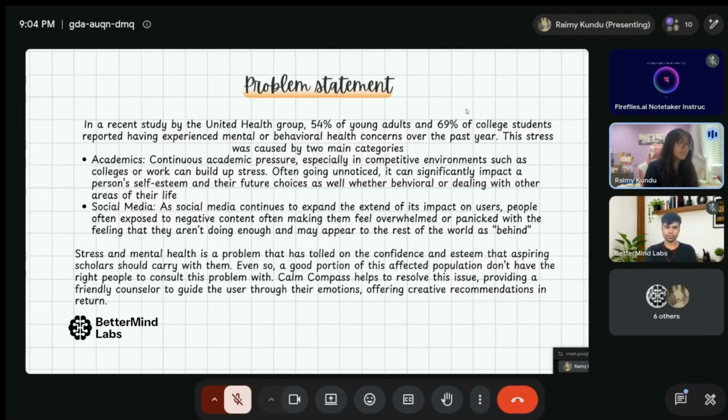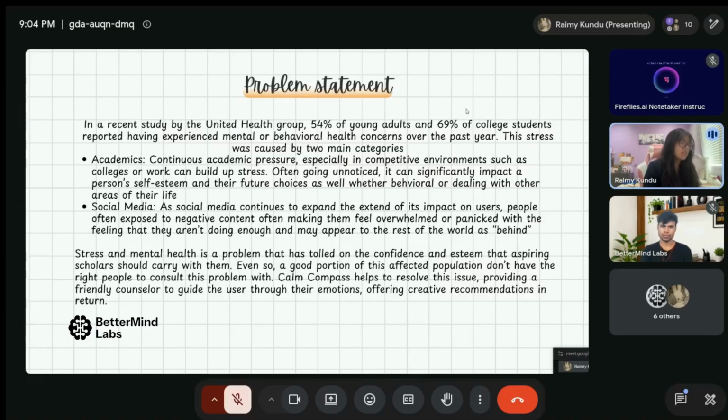So in academics, there is continuous academic pressure, especially in competitive environments, not only targeted to high school students, but also university students or even in work environments that can build up stress. This stress is often normalized and goes unnoticed, and it can significantly impact a person's self-esteem and their future choices as well, whether that's behavioral or it could extend to every other area of their life.